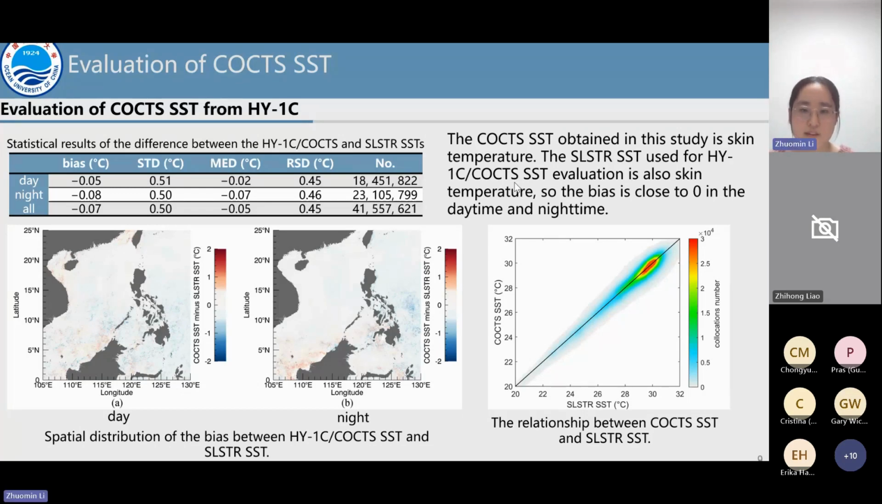The COCTS SST obtained in this study is skin temperature, and the SLSTR SST used for HY-1C COCTS SST evaluation is also skin temperature. So the bias is close to 0 in the daytime and nighttime.